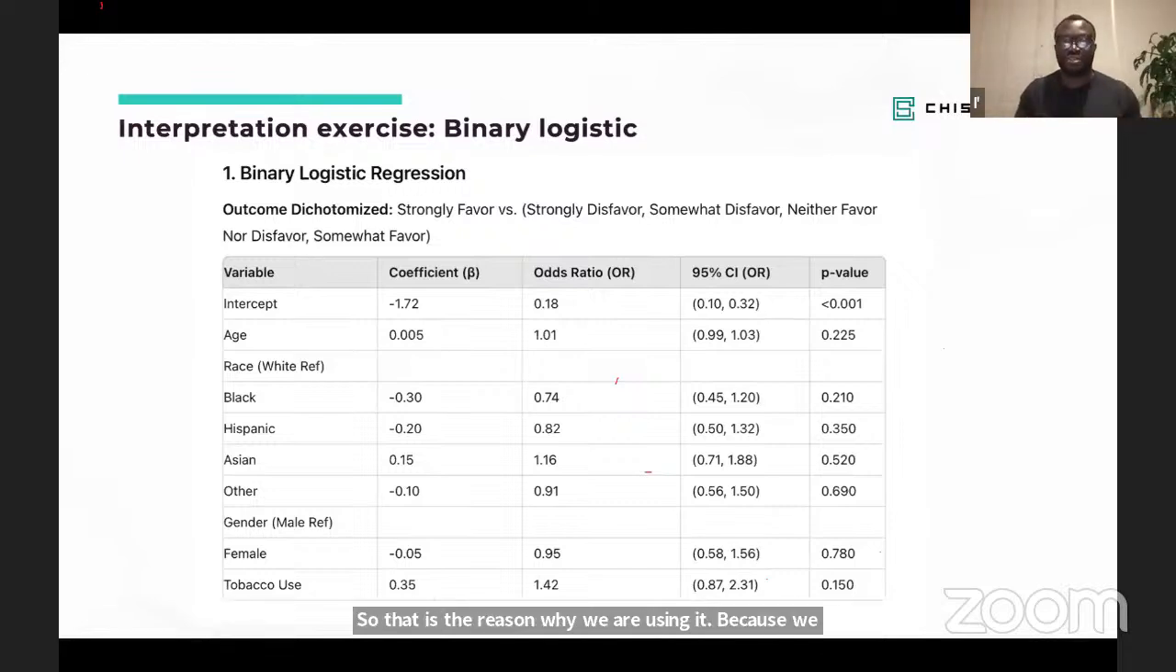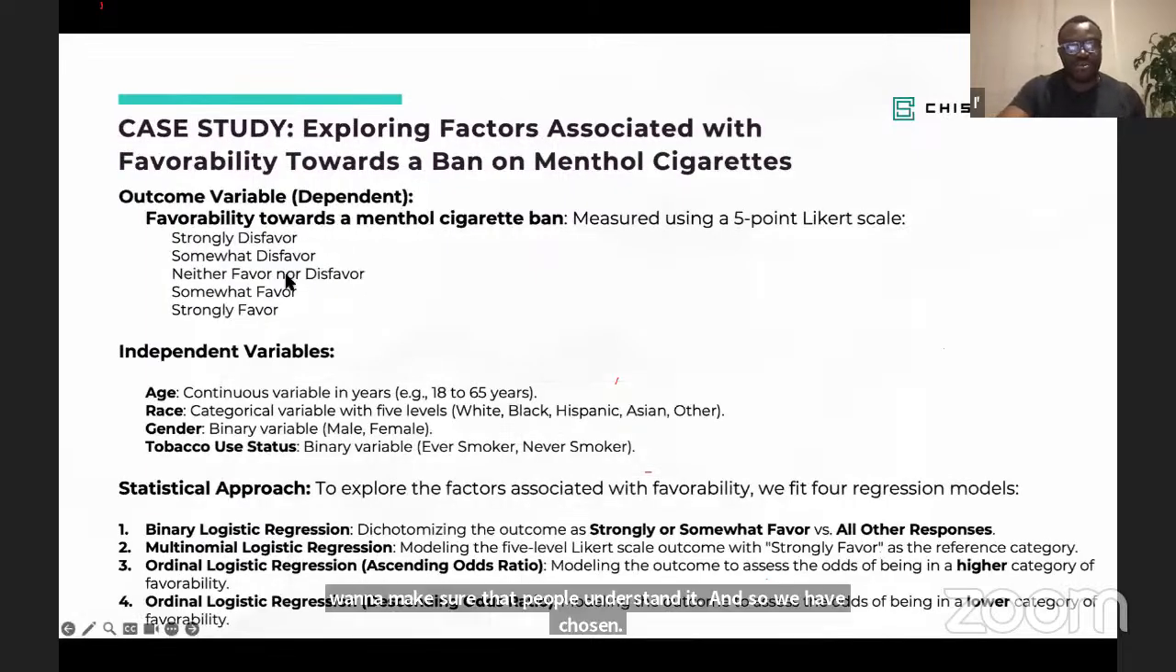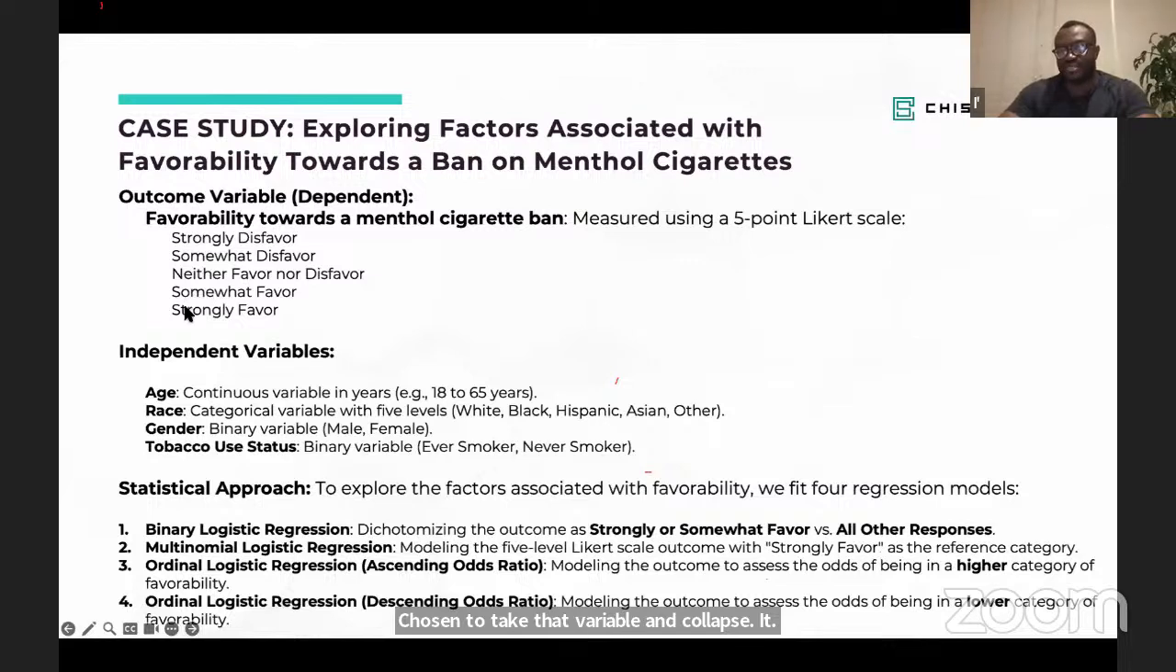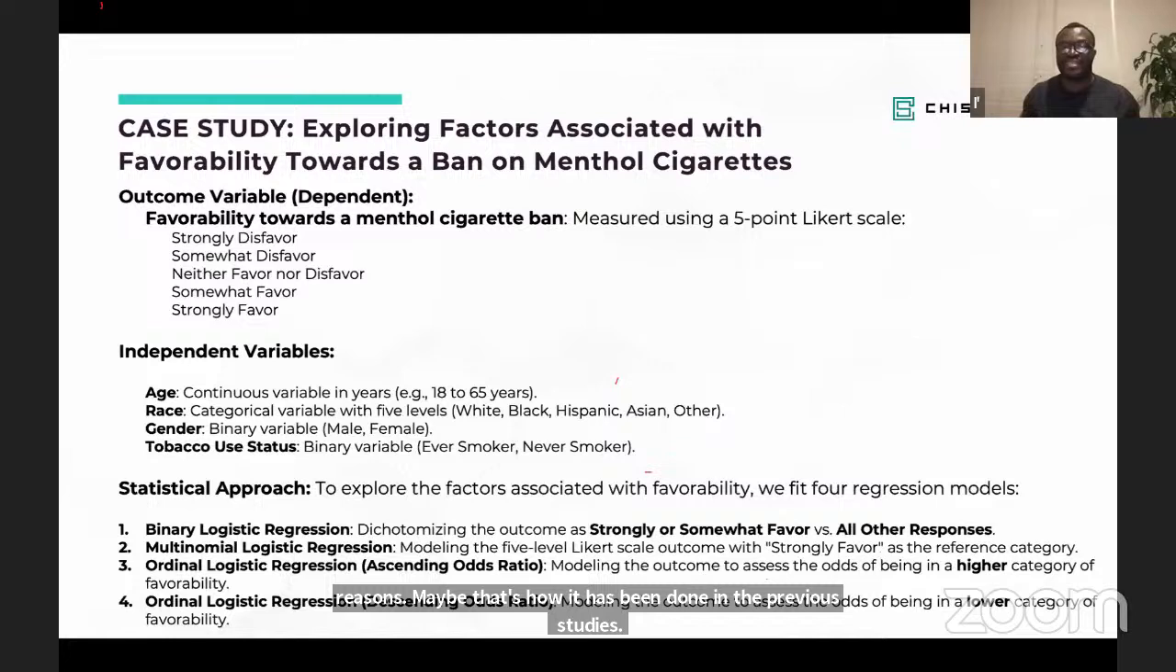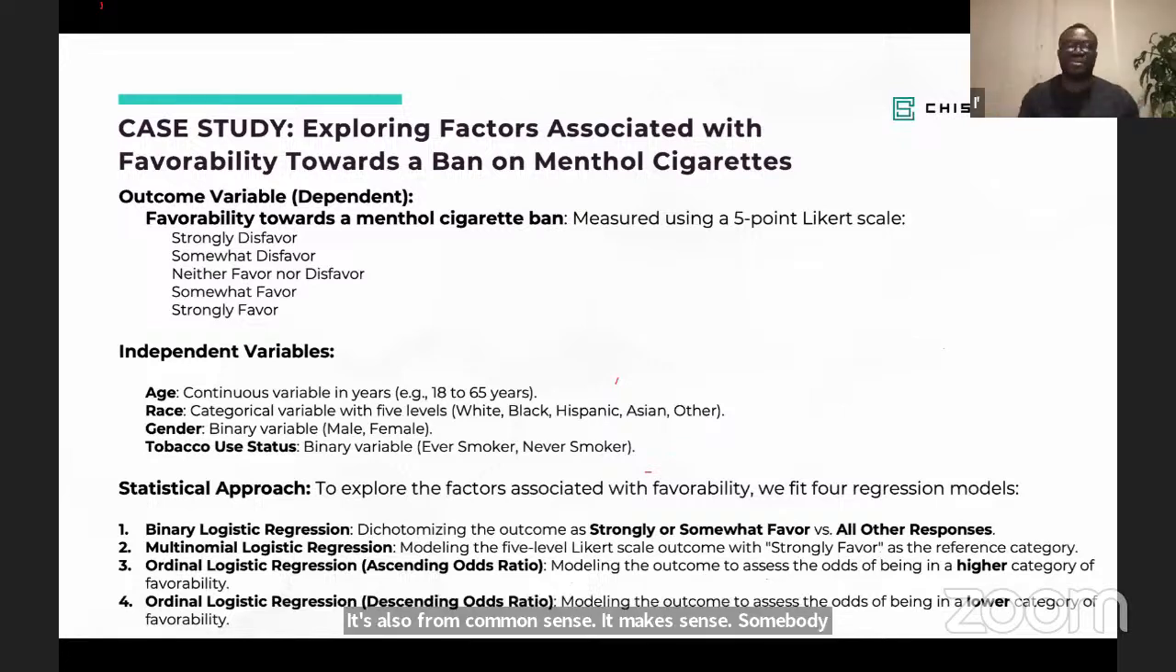And so we have chosen to take that variable and collapse it. Now, why are we choosing to collapse it one way versus another? Why do we choose to collapse it as somewhat favor versus strongly favor? Well, many reasons. Maybe that's how it has been done in previous studies. It's also common sense. Somebody says, I somewhat favor or I strongly favor. It's clear that they both favor it, to varying extents, but they favor it.